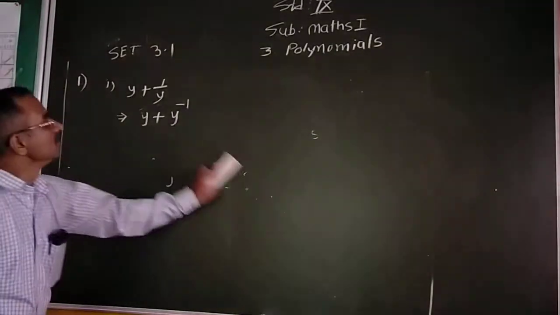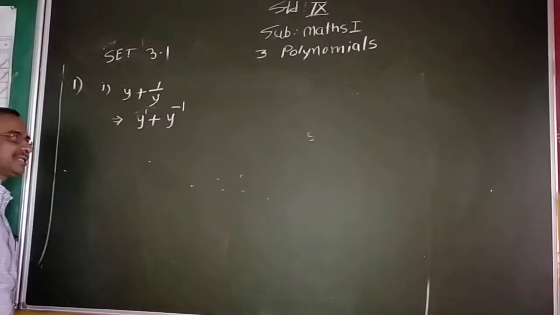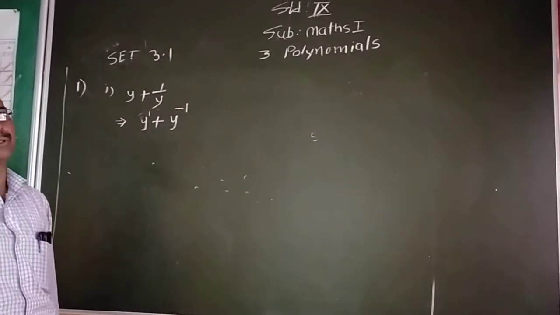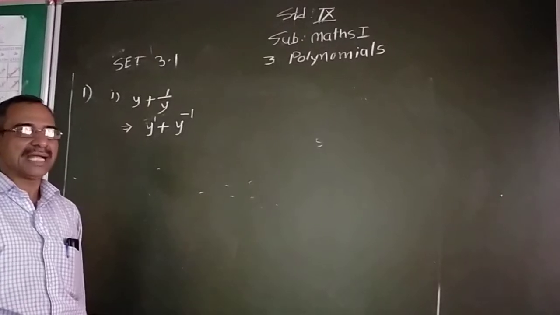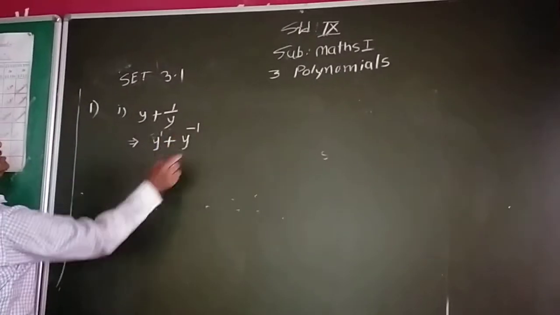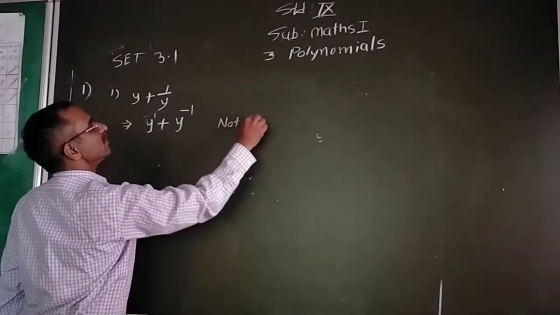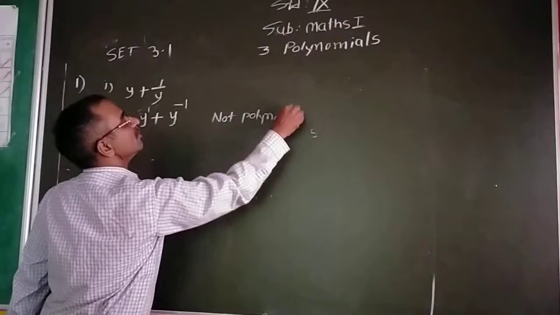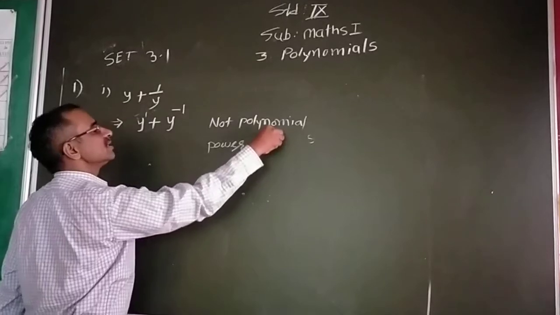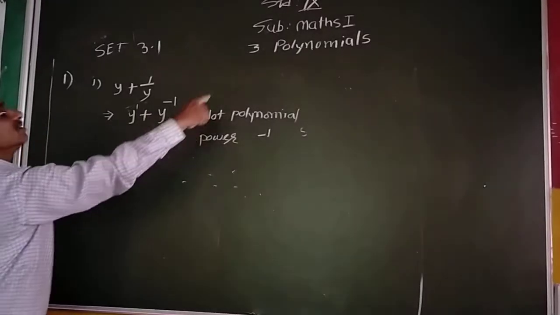What is the power of the first variable? 1. And the second variable? Minus 1. According to the definition of a polynomial, the power of the variable is 0, 1, 2, 3, like this, positive numbers and 0, but not a negative number. Here the power is minus 1, so it is not a polynomial, because the power of the variable is minus 1.